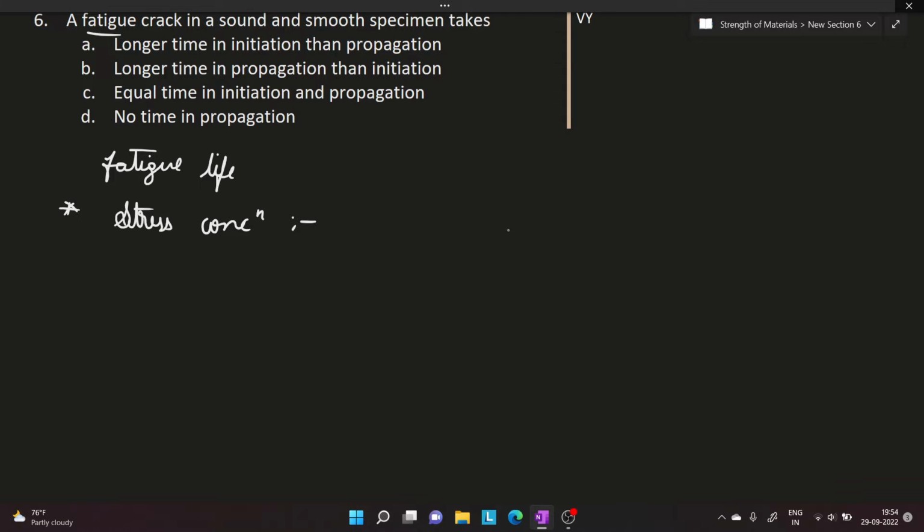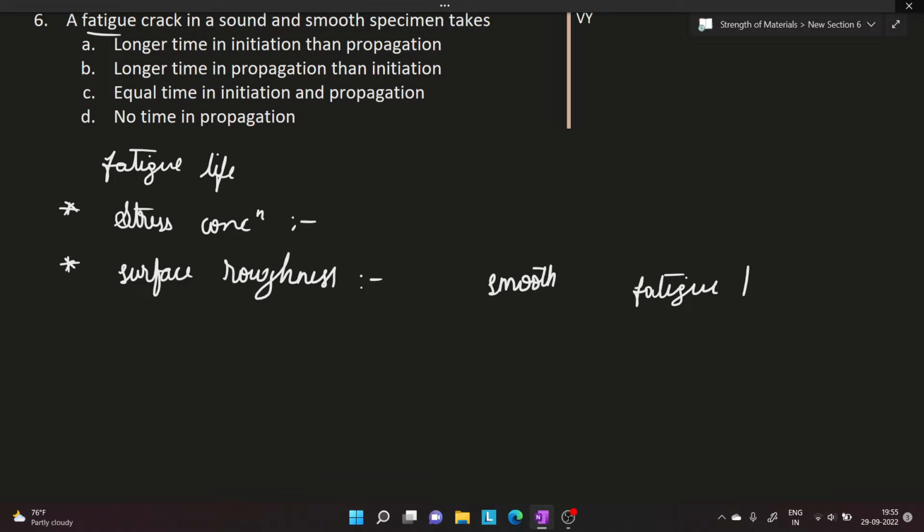Right, so these are some of the different factors which is going to affect the fatigue life, meaning if there is a notch or a keyway, or let's say a sharp change in any cross-sectional area, the fatigue life is going to decrease. Right, so that is the first one. The second one, we are going to have something called as surface roughness, meaning, so if a surface is smooth, meaning that the fatigue life is going to be more.